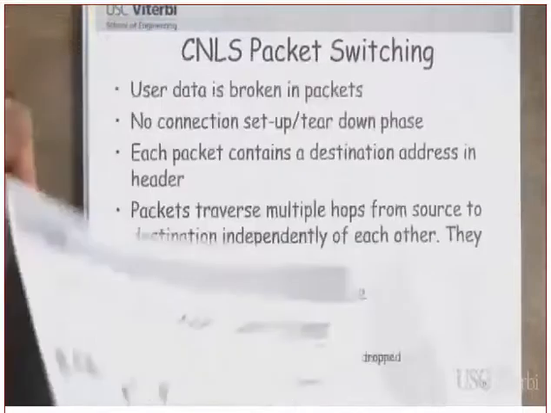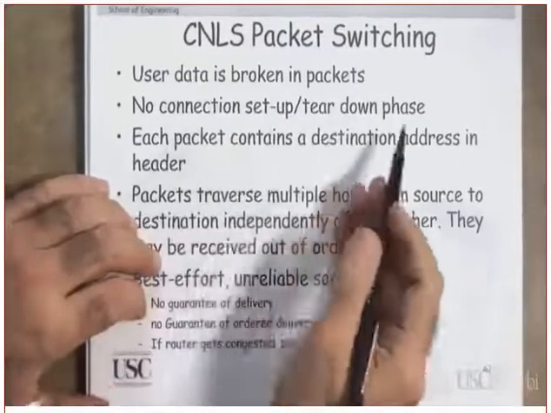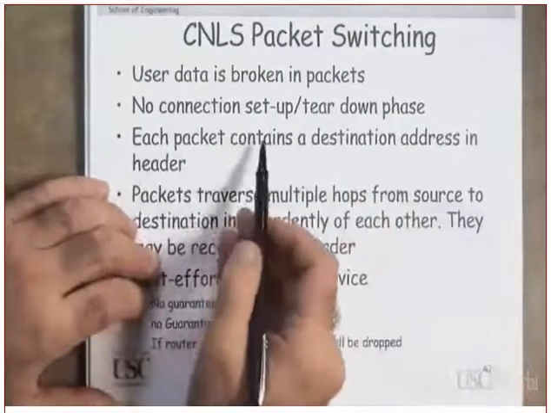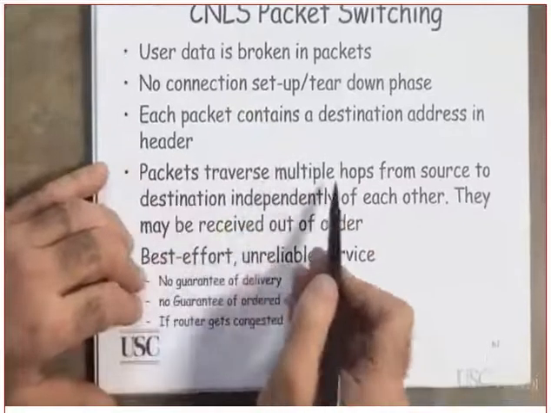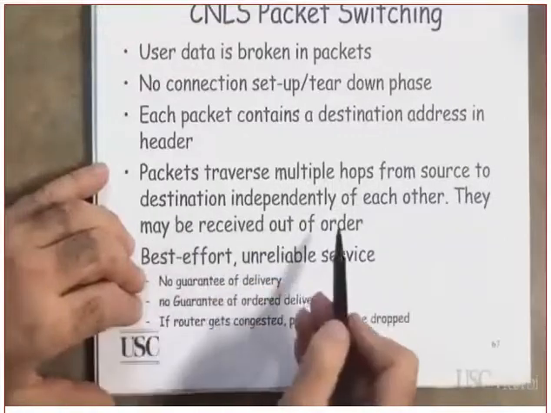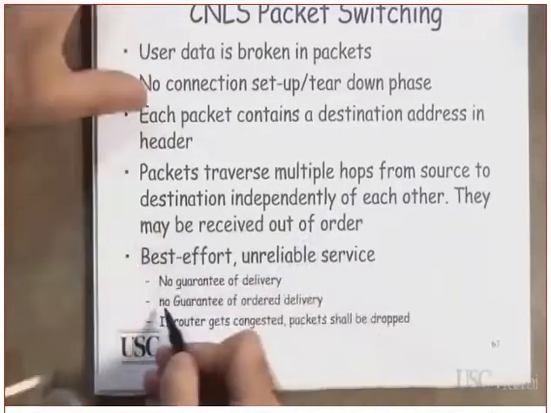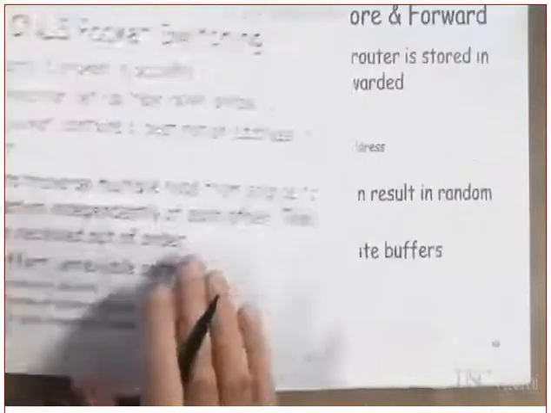This is called connectionless protocol, and again, there is no guarantee for anything. No connection setup, no teardown phase. Each packet contains a destination address in the header. Packets traverse multiple hops from source to destination independent of each other. They may be received out of order. No guarantee of delivery, no guarantee of in-order delivery. If a router gets congested, the packets will be dropped, and so on.